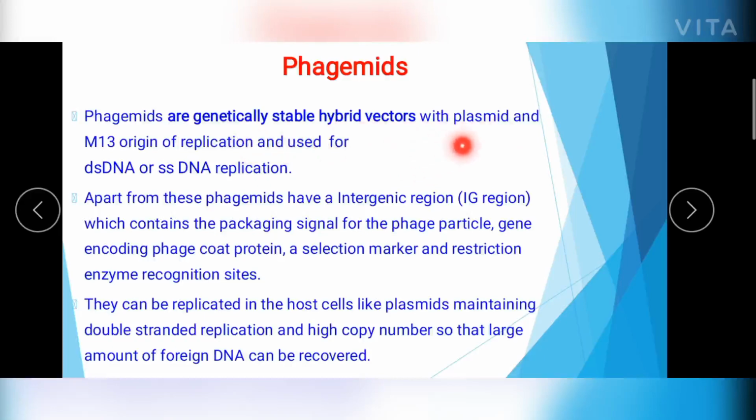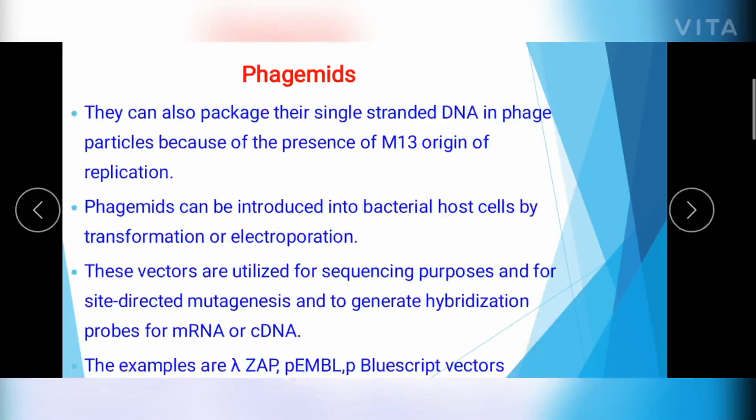Because they have an origin of replication of both the plasmid and M13 phage, they can undergo single stranded replication as well as double stranded replication. Apart from these replicons, they also have phage coat protein genes, selection marker genes, and polylinker sites. So they can be replicated in host cells like plasmids, maintaining double stranded replication and high copy number, so that a large amount of the foreign DNA can be recovered.